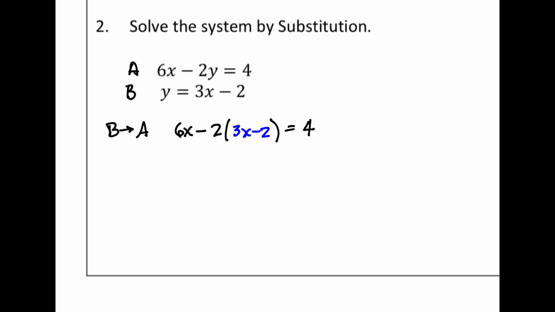All right, let's distribute here. And we get 6x minus 6x add 4 equals 4. 6x minus 6x cancels out. But this time, what we have left is true.